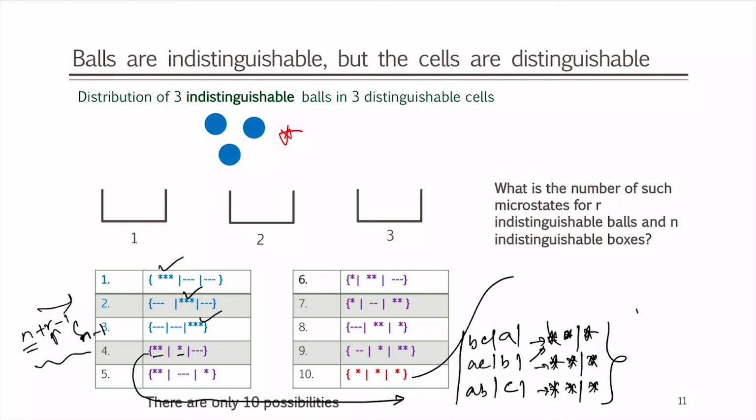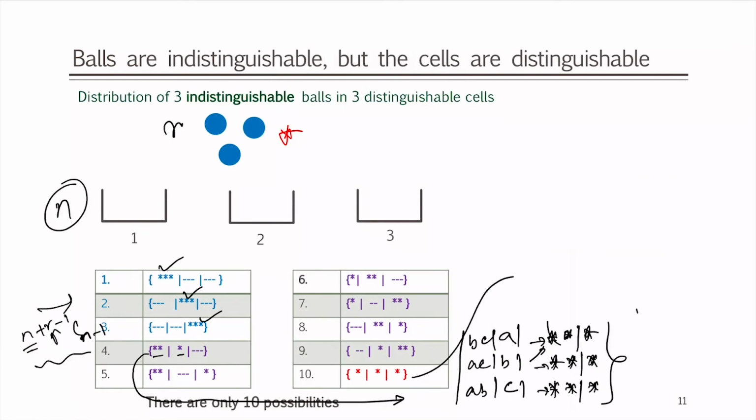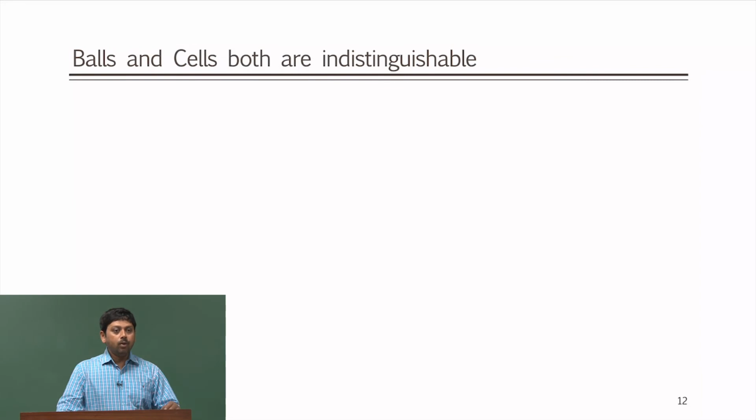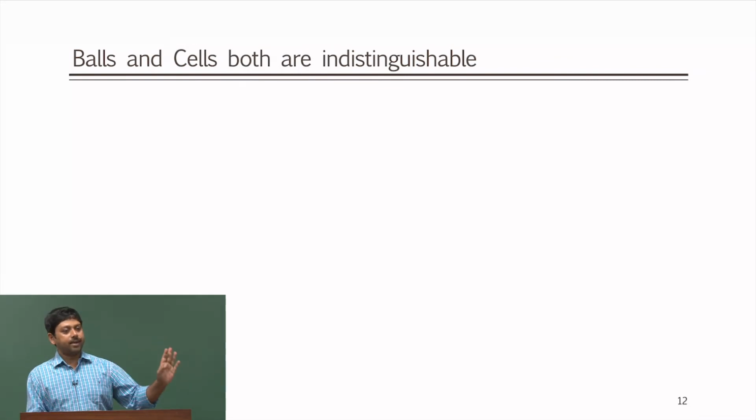What is the number of such microstates when there are R indistinguishable balls and N distinguishable boxes? The number of boxes will be N and the number of balls should be R. In that case, you can see that it will be this formula, and we will come back to that later on. Now, let us simplify it even further.